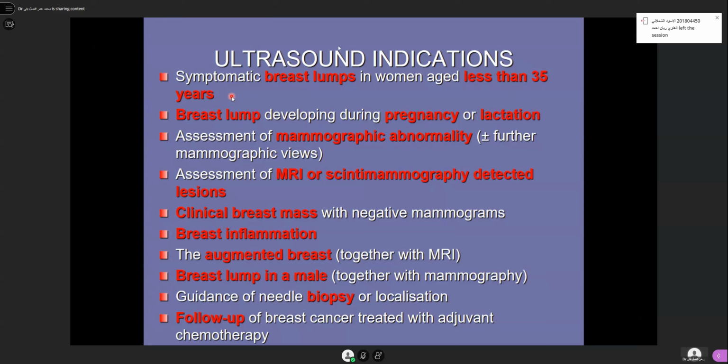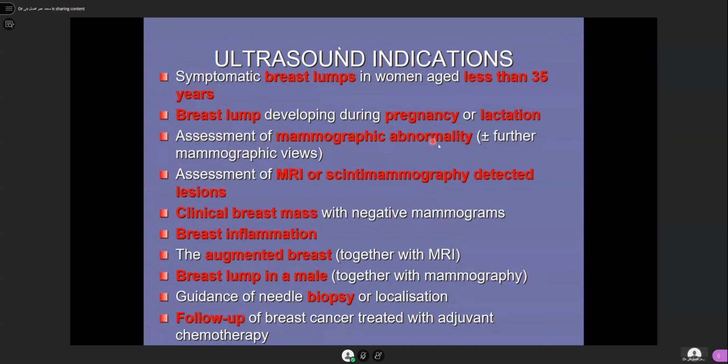We cannot perform mammography. So for a breast lump developing during pregnancy or lactation, again, we do not perform mammography during the pregnancy or the lactation. So we can perform ultrasound, and most of the time during pregnancy and lactation, females develop lactating adenomas, and they are benign, so they disappear after the pregnancy or lactating period. So we just follow up with the help of ultrasound.